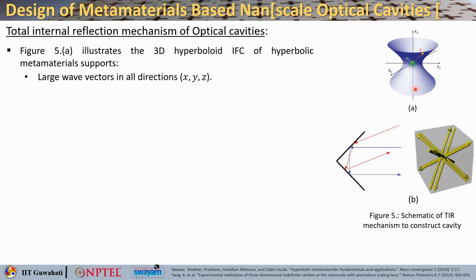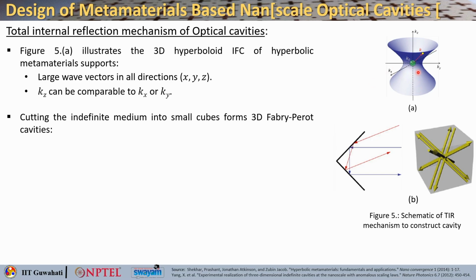So, this also tells you about the large wave vectors that are being supported in all 3 directions, and you can see that the kz can be comparable to kx and ky, right. So, what is important here? Then you can basically cut the infinite medium into small cubes, and that will form 3D Fabry-Perot cavities, right.